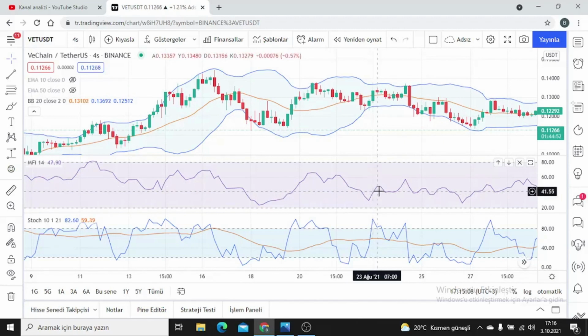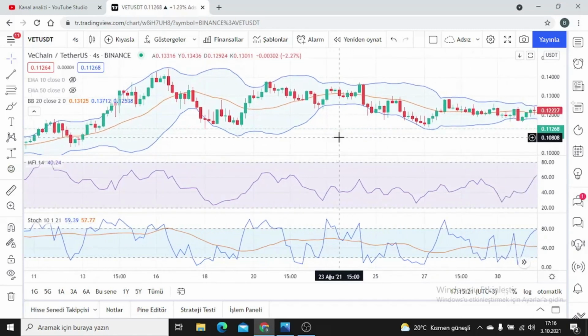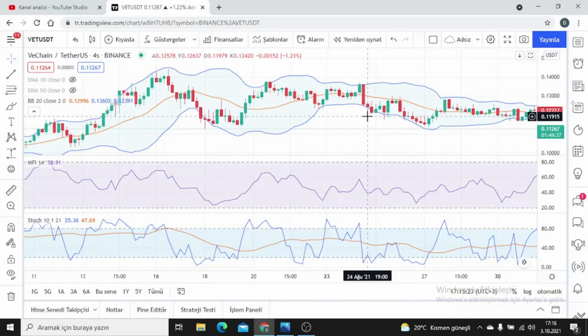In this way, even if the candle does not touch the Bollinger Band, you can support it with other indicators. Look here, after a small horizontal movement, there was a money outflow. Likewise, our stochastic indicator showed a downward trend. Again, you can exit the transaction by confirming this here. This is how I use it.